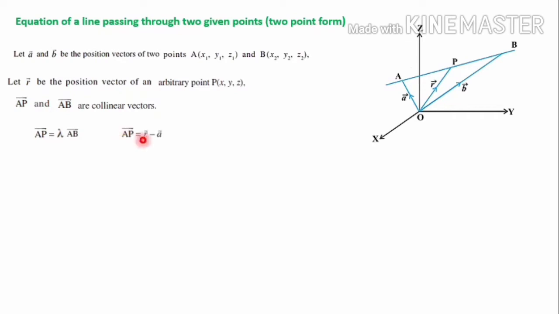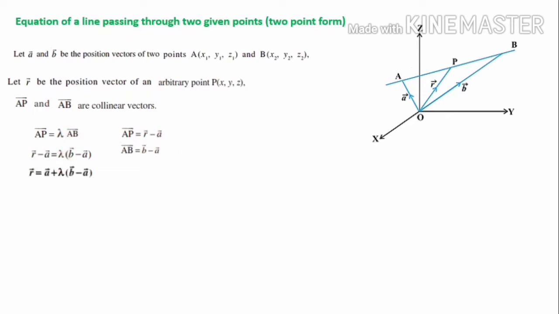Here, vector AP is the position vector of P minus the position vector of A. The position vector of P is R, the position vector of A is A. So AP is R minus A. Vector AB is the position vector of B minus the position vector of A, that is vector B minus vector A. Let's substitute it: vector R minus vector A is equal to lambda into AB, and AB is B minus A.